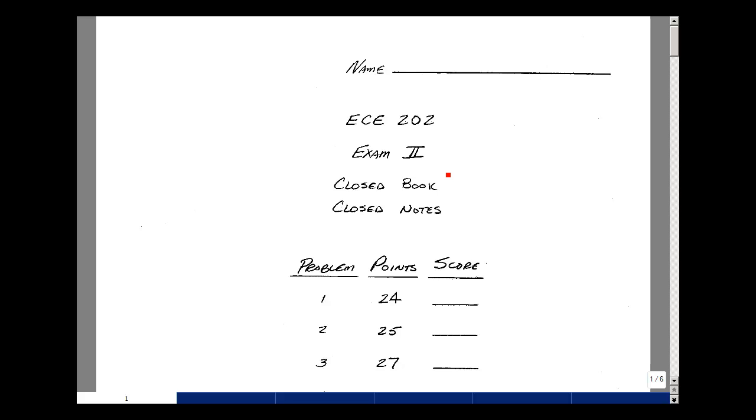This is exam 2 for ECE 202. This is a closed book, closed notes exam. Before you do this exam, you should have viewed the videos up to and including the material for chapter 10 on page 26. If you haven't done this, don't look at this exam until you've studied that material. Let's go over the exam and you'll have 60 minutes to do this exam.